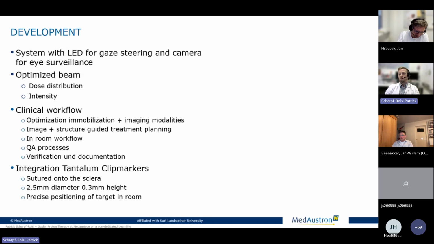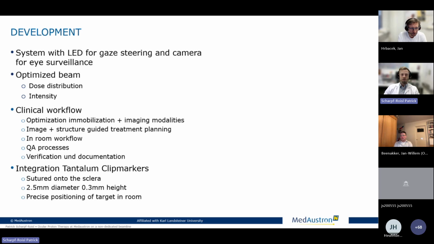So regarding development, our first step was, of course, how to solve the issue of the movement of the eye, and then we got to a very traditional approach of having a system with an LED for gaze steering and a camera for eye surveillance. So this was the first challenge that we needed to meet.